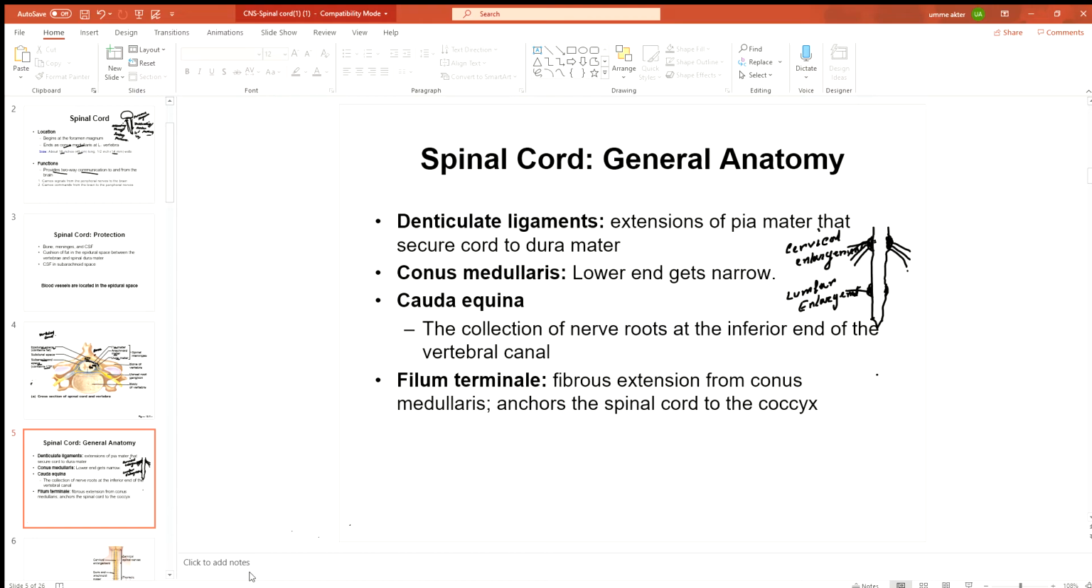Why in the lumbar area do you have enlargement? Because from the lower limbs, your legs, large nerves bring the signal here or take the signal out from here. So you need more neurons in those areas. Make sense? So that's why you have two enlargements in the spinal cord.